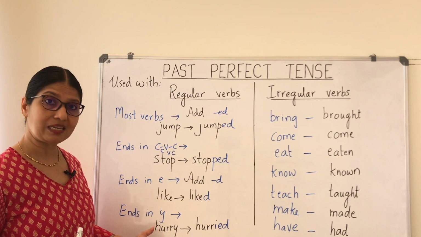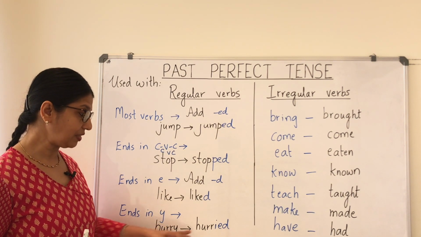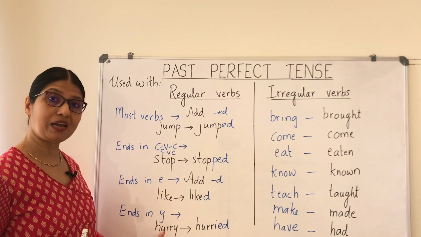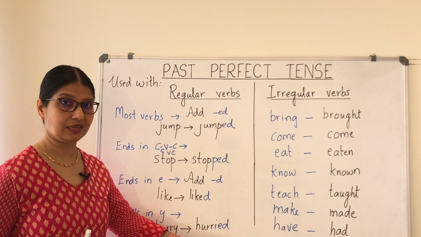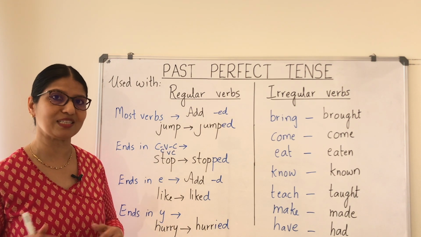And if the verb ends in a Y, you will have to replace that Y with an I and then add ed. So here is the example, hurry, it becomes hurried. The same happens with cry, it becomes cried with C-R-I-E-D as a spelling.